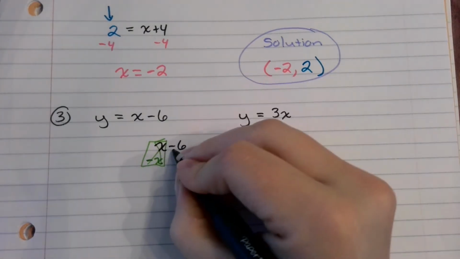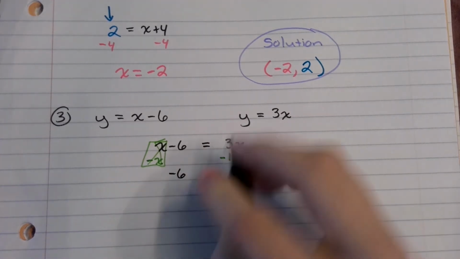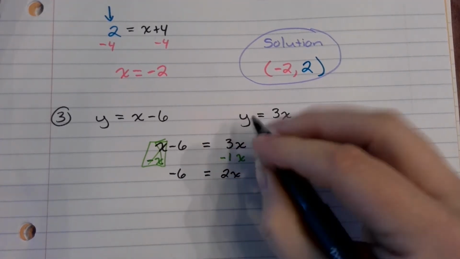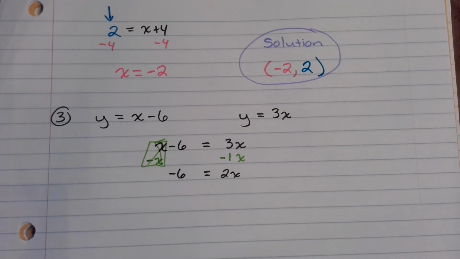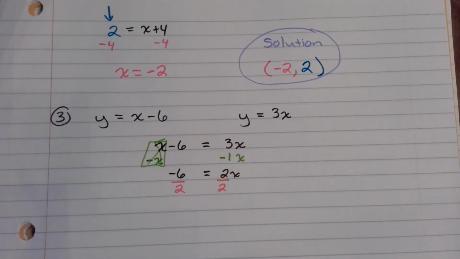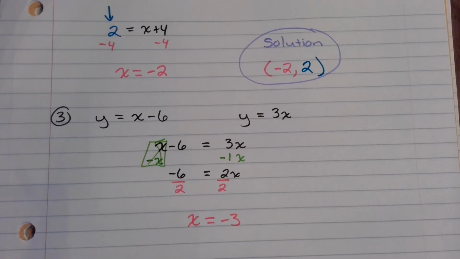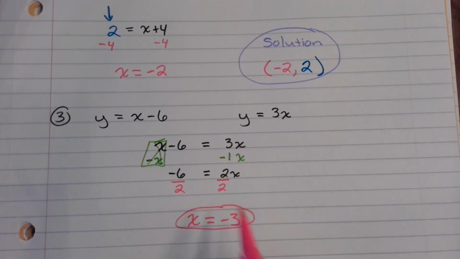That's going to leave me with a negative 6 is now equal to 2x, right? 3x minus 1x is going to give me 2x. And then I'm going to go ahead and divide both sides by 2. And I'll get x is now equal to a negative 3. So I've solved for my x.